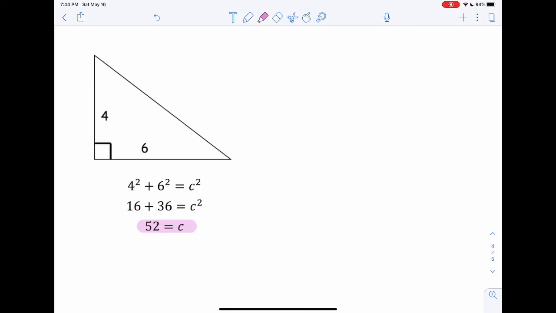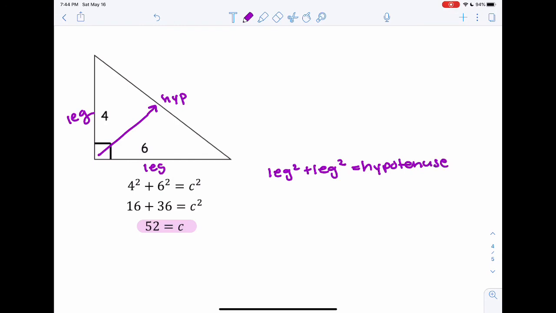Let's go ahead and slow it down. Let's name our parts. Across here is my hypotenuse. That means these other sides are my legs. I know that my formula is leg squared plus leg squared equals hypotenuse squared. So by labeling our parts of our right triangle, we can tell that they did substitute correctly. So I'm just going to go ahead and rewrite this step.